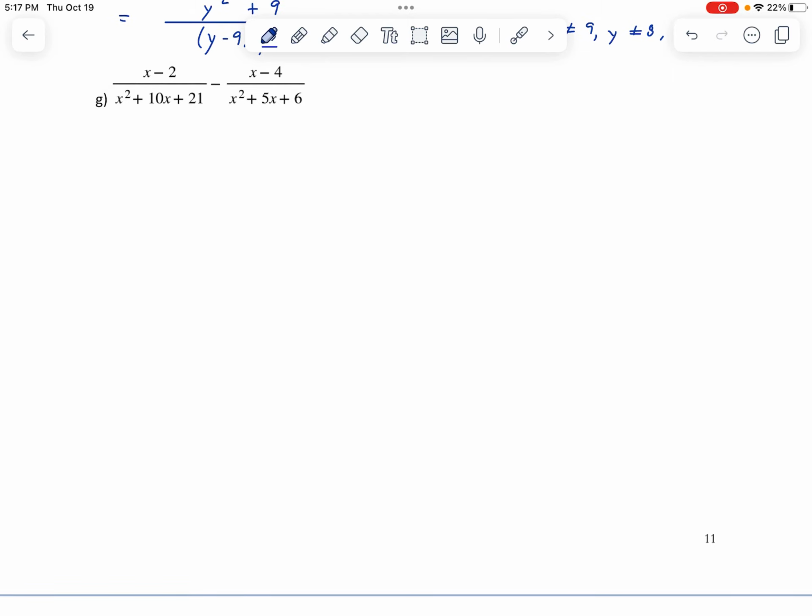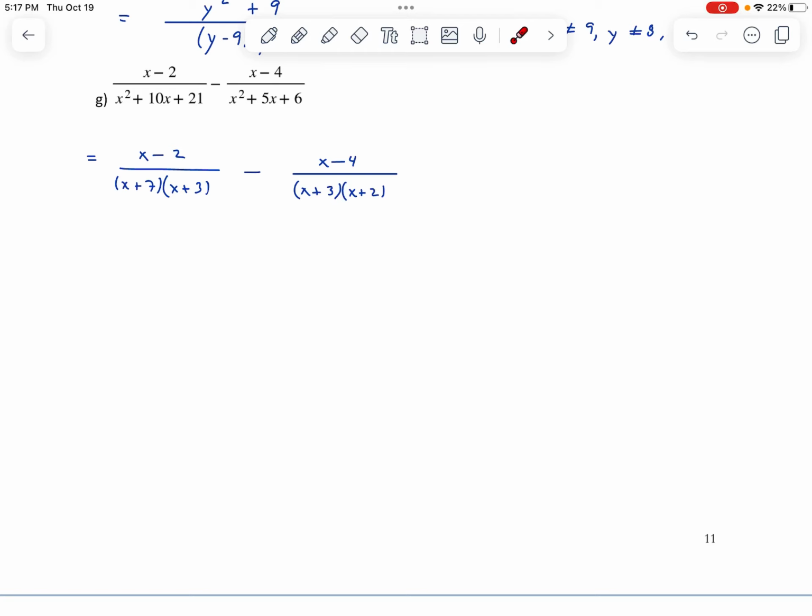And for the second one, subtraction, well, I also need a common denominator, so factor everything. X minus 2 over. Adds to 10, multiplies to 21, 7 and 3. Minus. Adds to 5, multiplies to 6. X plus 3, x plus 2.